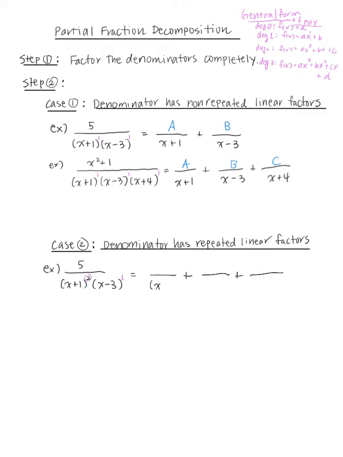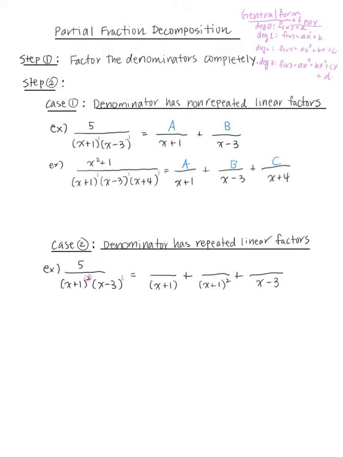So here you're going to have x plus 1, because look, x plus 1 is repeated twice, right? So the first repetition will be x plus 1, and the second repetition will be x plus 1 squared. This is just the rule. And then the other one is just going to be good old x minus 3. Okay, now let's deal with what goes on the top.